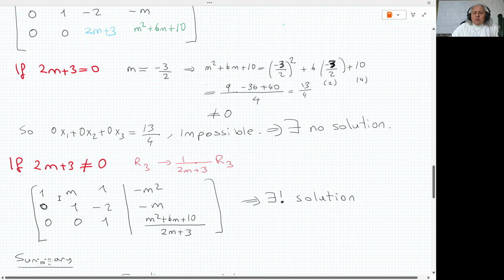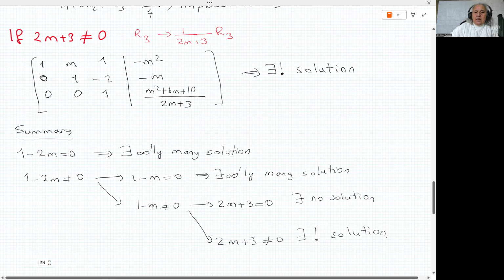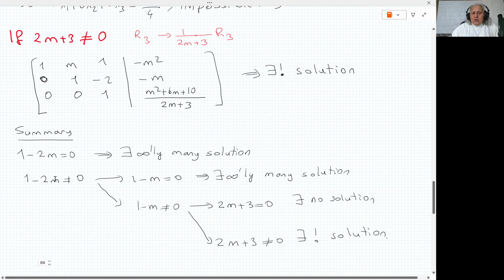For every m, you will be able to find a solution if 2m plus 3 is not equal to 0, 2m minus 1 is not equal to 0. For all these situations, m is anything apart from that, there exists a unique solution. I've done it here. There exists a unique solution if 1 minus 2m is not equal to 0, if 1 minus m is not equal to 0, and 2m minus 2 is not equal to 0. Then you always find a unique solution.